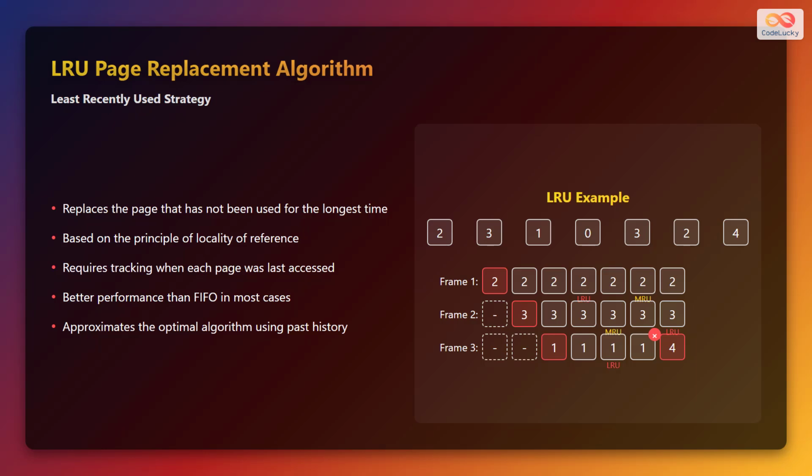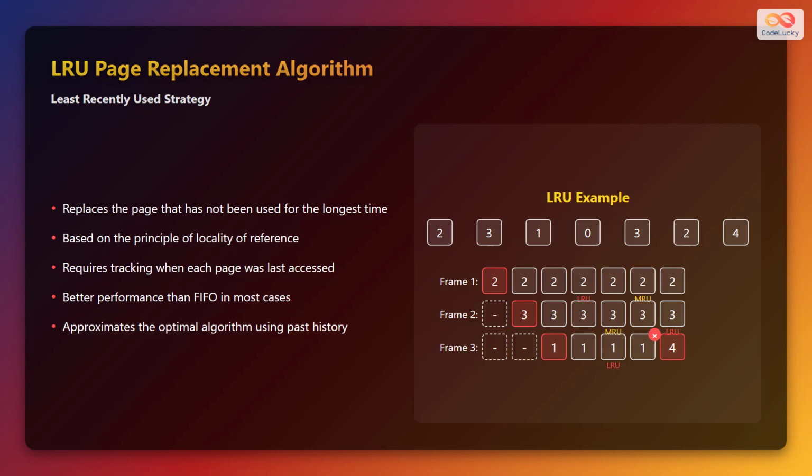Let's look at an example. Here is a reference string consisting of pages 2, 3, 1, 0, 3, 2, and 4. And we have 3 frames. Initially, page 2 comes in and there is a page fault. Then page 3 comes in and there is a page fault. Next, page 1 comes in and there is a page fault. Then the next reference asks for page 0, which results in a page fault.